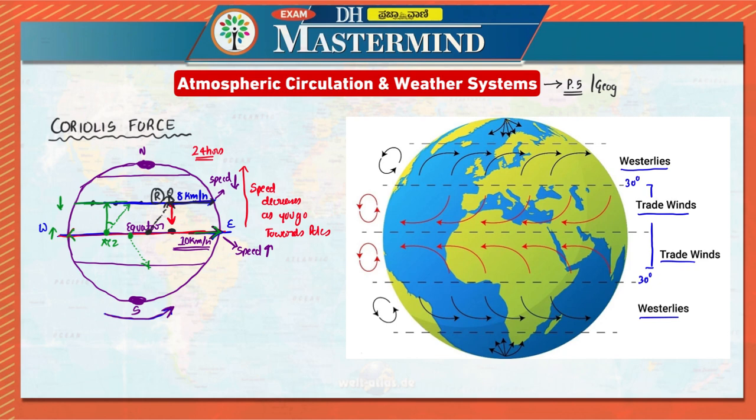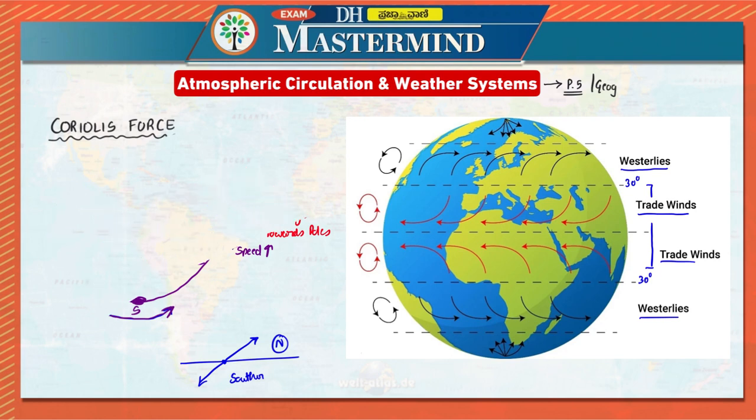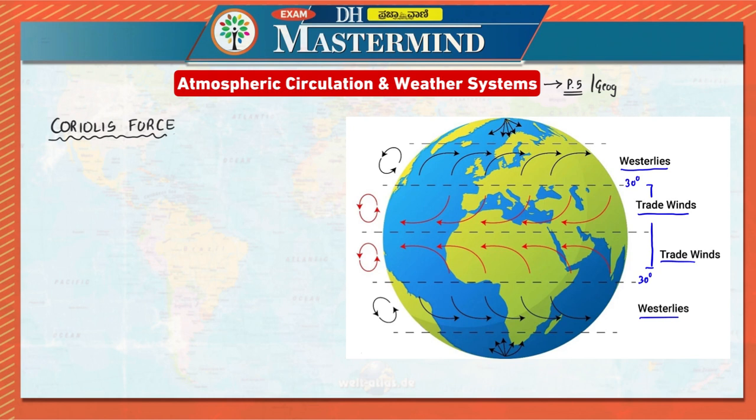I hope till here you have understood what exactly the Coriolis force is. This Coriolis force is towards the right direction if you consider the northern hemisphere, and it is towards the left direction if you consider the southern hemisphere. And from the direction you have to decide if it is north or south. Now let us understand this particular image over here. Why is this direction like this, etc., we will understand.